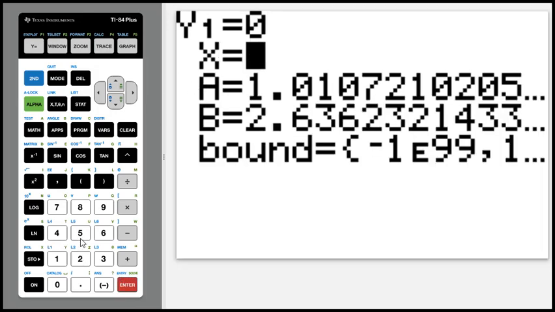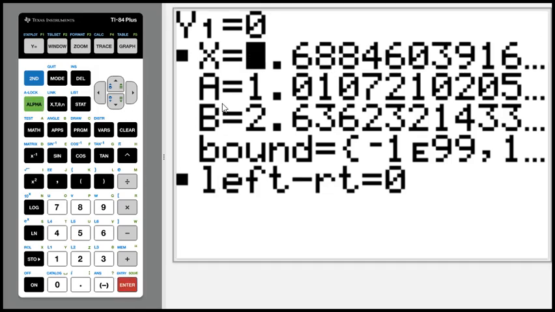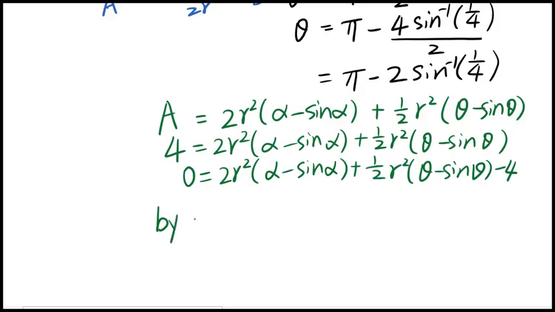We will put in any number you like, it must be positive because we are looking for radian. Then we do alpha, enter. You will get 1.69. By solver, we get R equals 1.69.